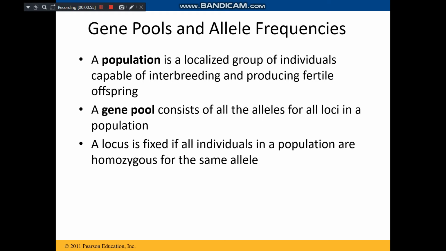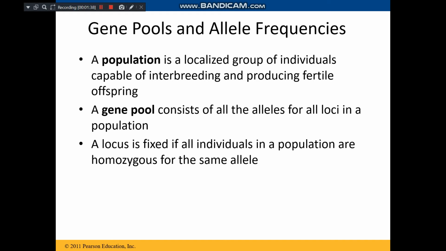Then what is a population? A population is a localized group of individuals of the same species, capable of interbreeding and producing fertile offspring. Population means the members should be of the same species, and the members should be able to interbreed. Not only interbreed, they should be able to produce fertile offspring. That means the offspring should also be able to produce offspring. That is what we call a population.